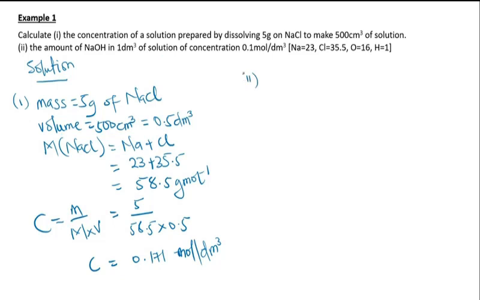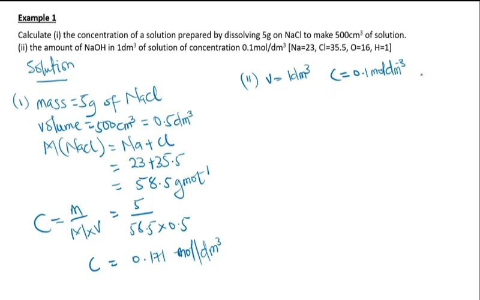Let's have a look at the second aspect. The amount of sodium hydroxide in 1 dm³. So our volume is 1 dm³ of solution of concentration, so our concentration is 0.1 mole per dm³. Alright, and we have to calculate the amount of sodium hydroxide.